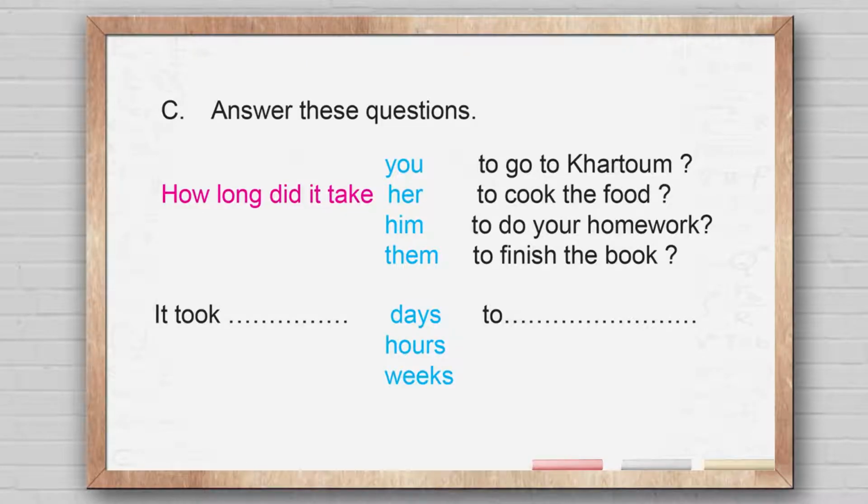C. Answer these questions. How long did it take you to go to Khartoum? The answer must be, it took 5 hours to go to Khartoum. How long did it take you to cook the food? It took half an hour, for example.